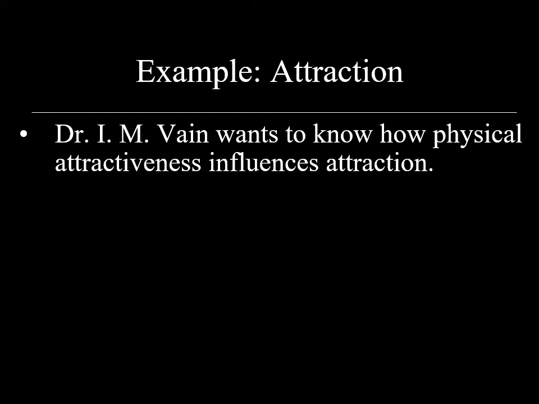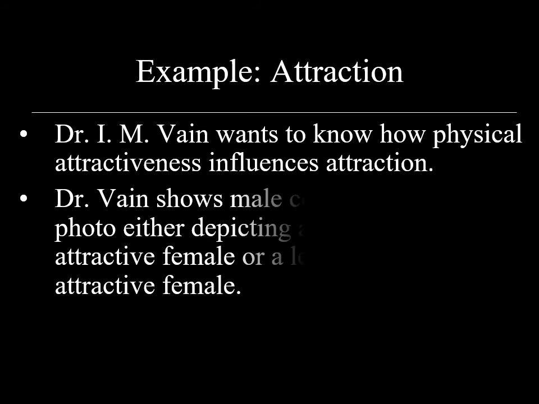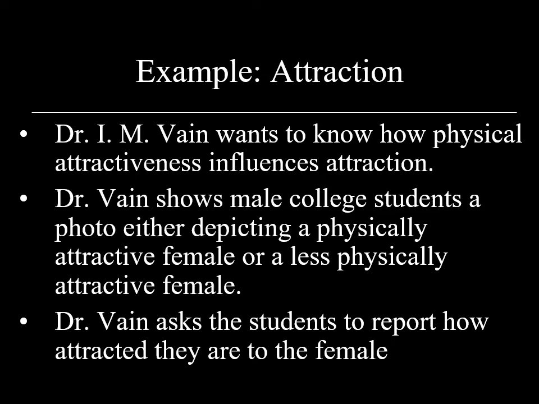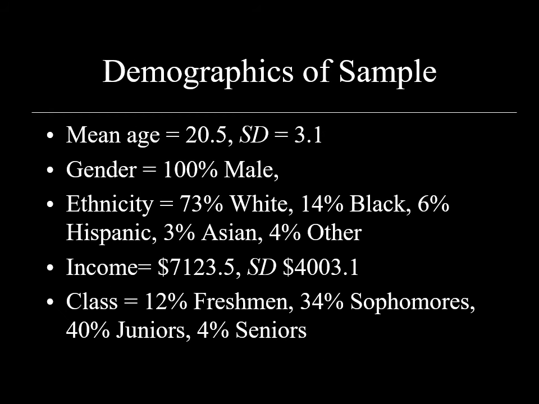So Dr. I.M. Vane wants to know how physical attractiveness influences attraction. Dr. Vane shows male college students a photo either depicting a physically attractive female or a less physically attractive female. So again, there's a manipulation here. Dr. Vane is randomly determining whether each participant is going to see one picture or the other. After they see the picture, he asks the students to report how attracted they are to that female shown in the picture. So he gets some demographics of his sample.